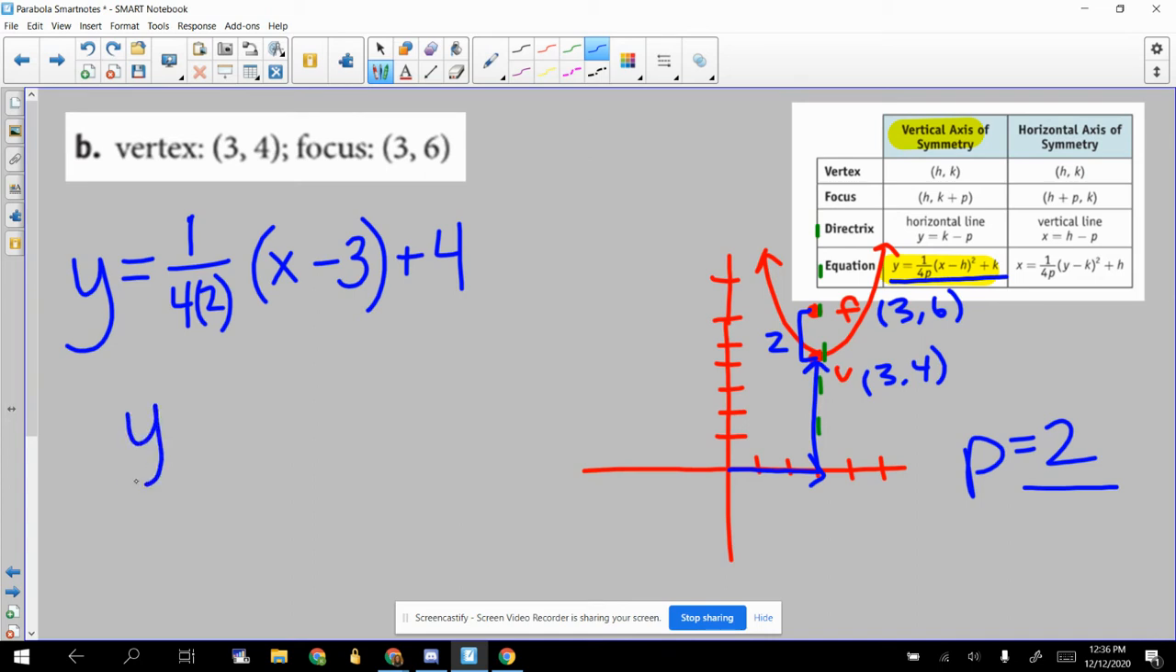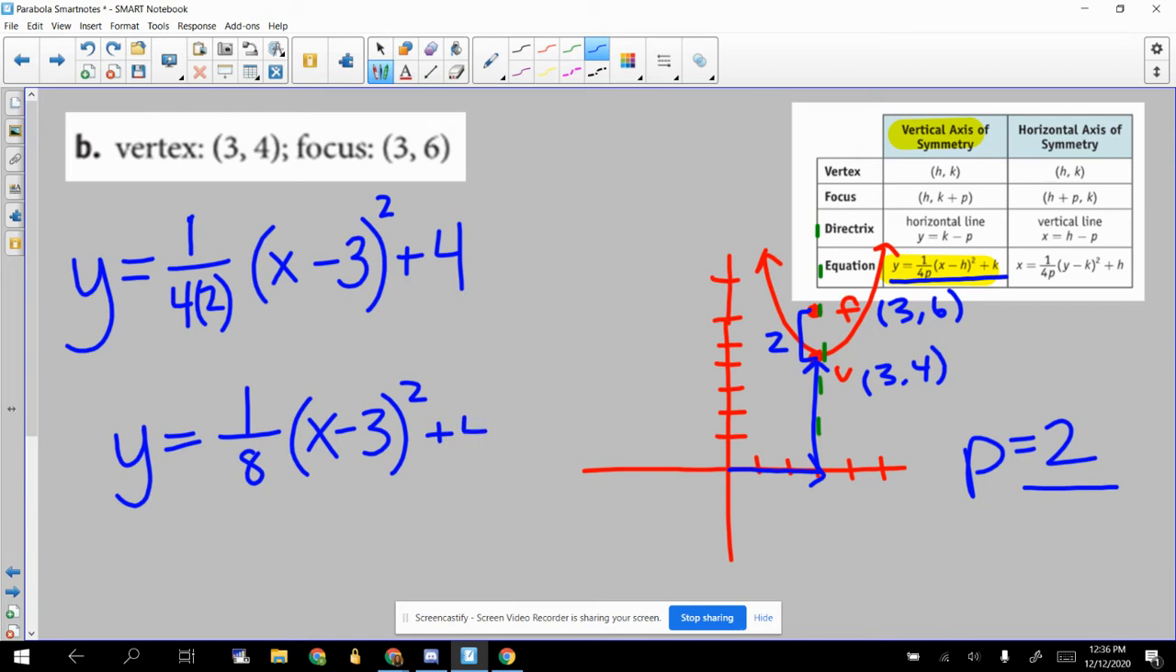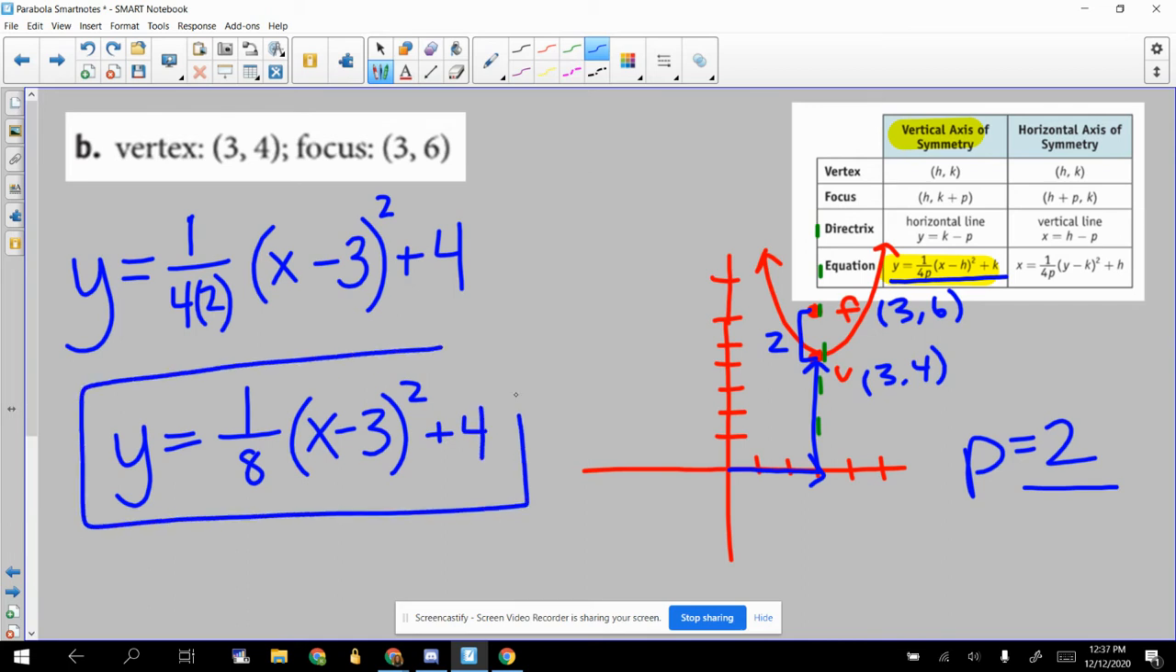Then we just need to simplify. 4 times 2 is 8, so 1/8, oops, I forgot my squared there, times (x minus 3) squared plus 4. And that would be your equation for this parabola. Which is pretty cool, because we figured that out just by knowing what the vertex is and the focus. We didn't know any other points on this parabola, but we were able to come up with this equation.